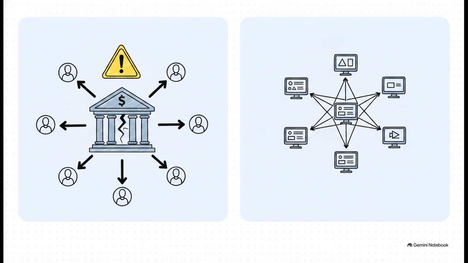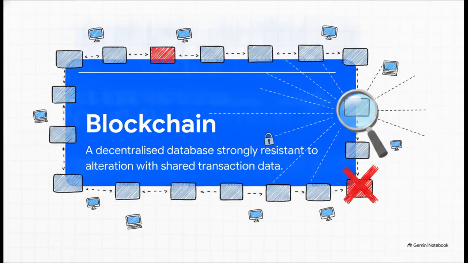Now compare that to a decentralized system. Instead of relying on a bank, everyone in the network holds a copy of a shared public ledger. Every single transaction is transparently recorded on everybody's computer. No single central server means absolutely no single point of failure. And that brings us to our core definition. A blockchain is simply a decentralized database that is strongly resistant to alteration, where all transaction data is shared among interconnected computers in a network.